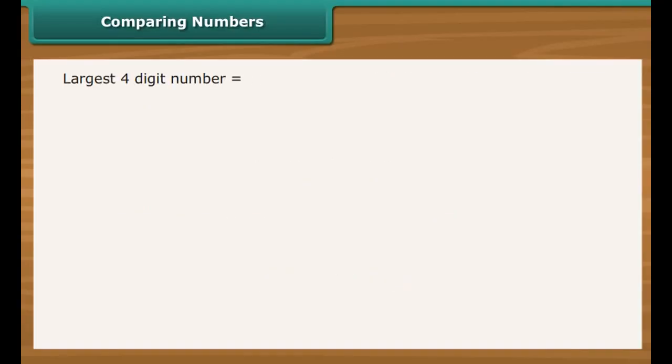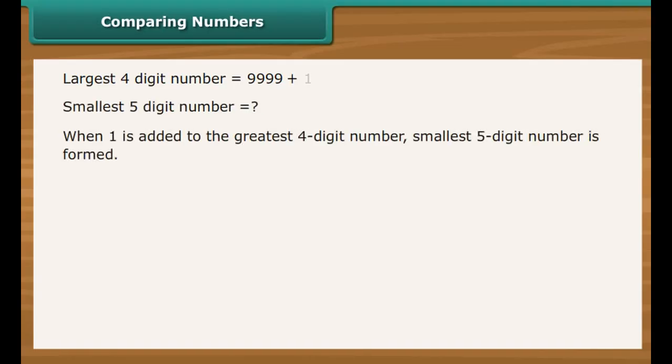The largest 4-digit number is 9,999. What should be added to this number to make the smallest 5-digit number? The answer is, we need to add 1. Let us find out. On adding 1 to 9,999, we get 10,000, which is the smallest 5-digit number.